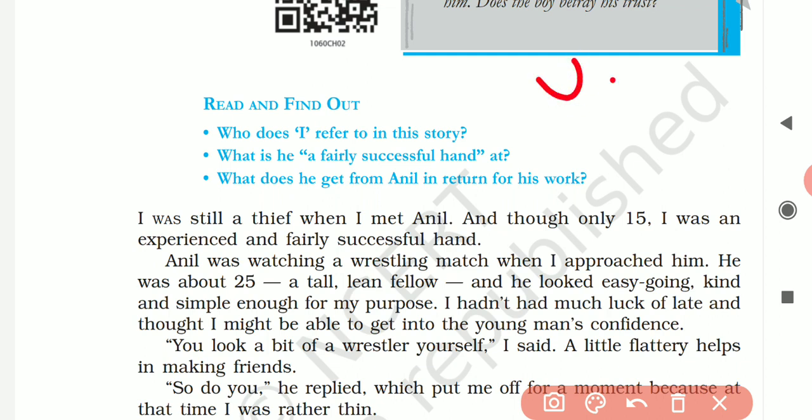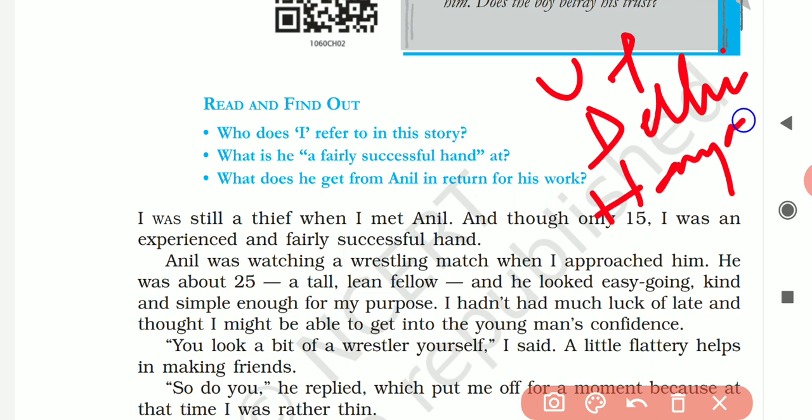Either the story is written in UP, or it is set in Delhi, or it might have been written in Haryana. Okay, as we go through the story, we will get more information about the place where the story has been set and what this particular incident was. Right, now let us go on.